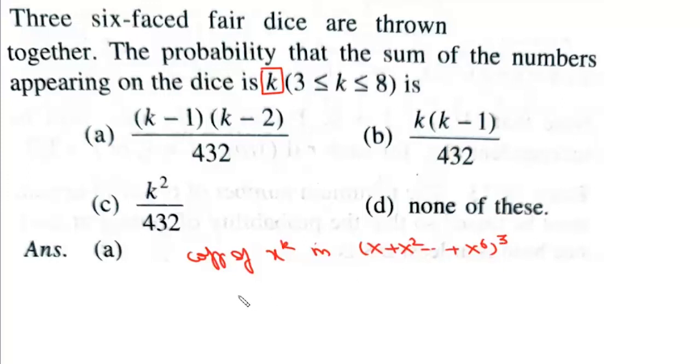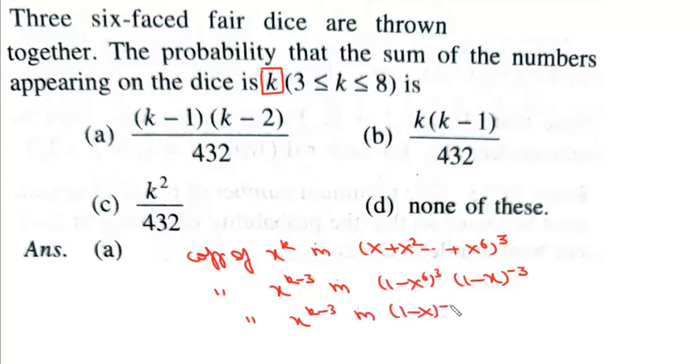Now we can take x cube common, so we can find coefficient of x to the power k minus 3 in the expansion of (1 minus x to the power 6) to the power 3 into (1 minus x) to the power minus 3. Now since k minus 3 is less than 6, that means we simply have to find coefficient of x to the power k minus 3 in the expansion of (1 minus x) to the power minus 3.